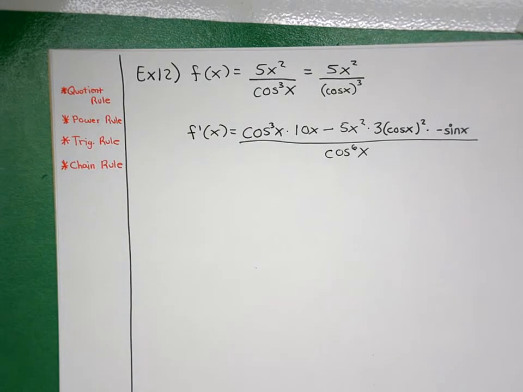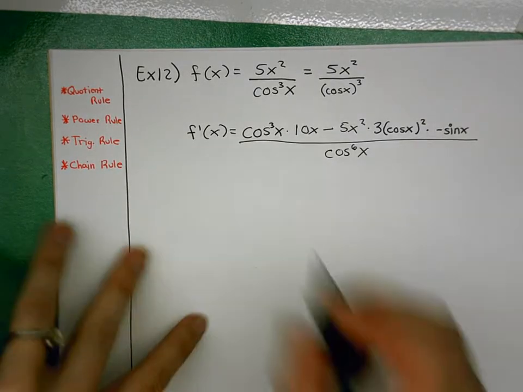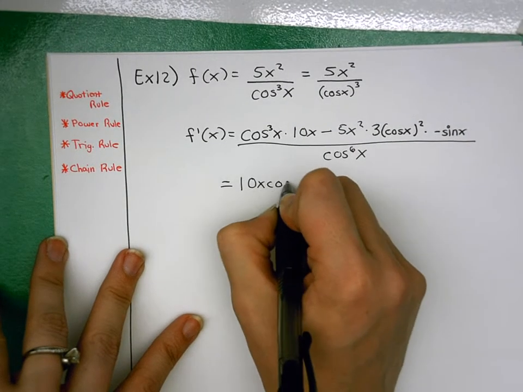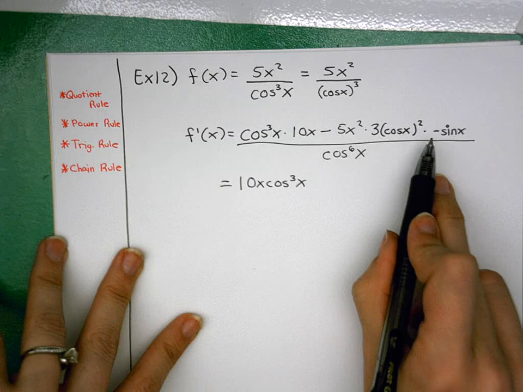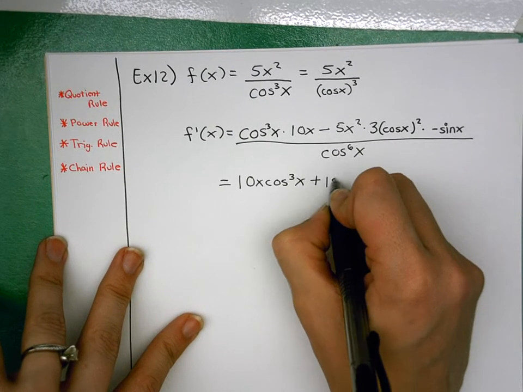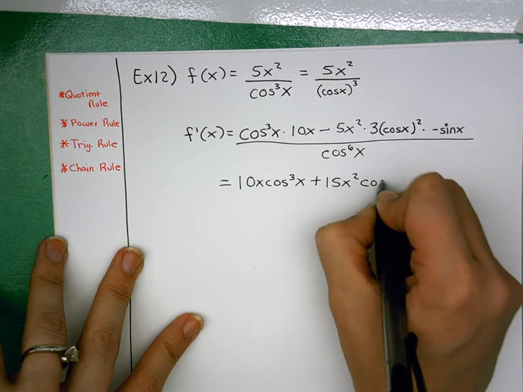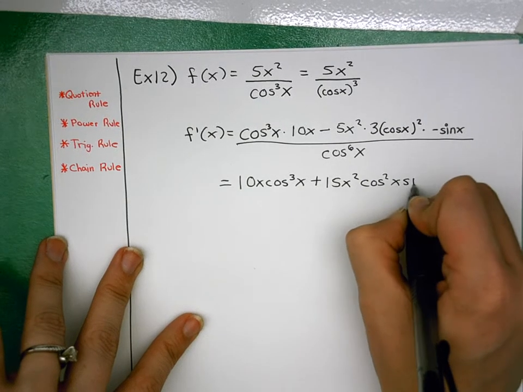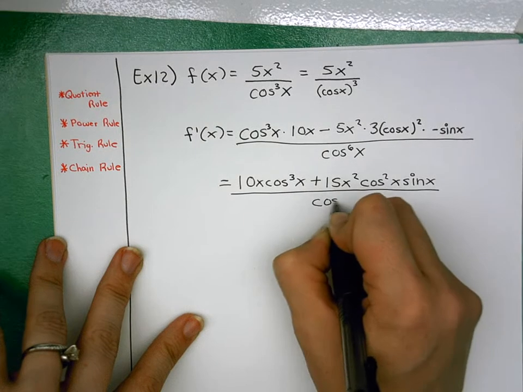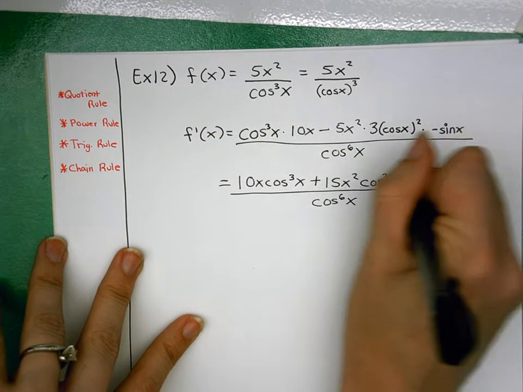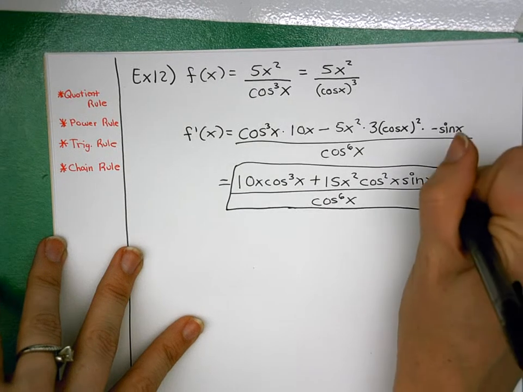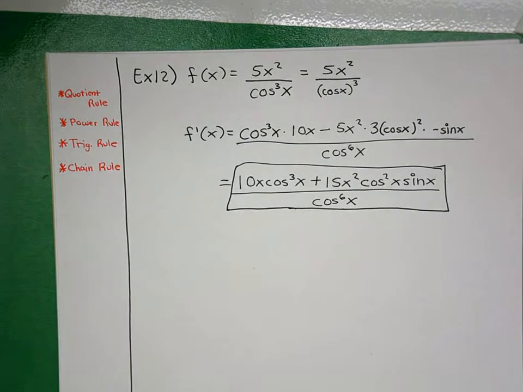Okay. So then cleaning this up, we have our 10x cosine cubed x. Negative times a negative is a positive. 5 times 3 is 15. My x squared, my 2 cosines, and my sine. And it's always nice when you're taking a multiple choice test and you look at your answer choices and that one's there. But what if it wasn't?